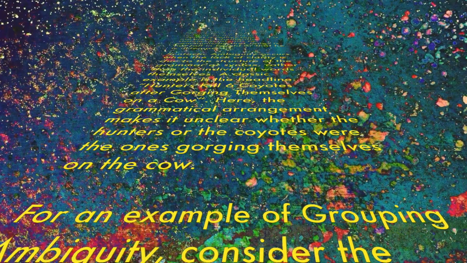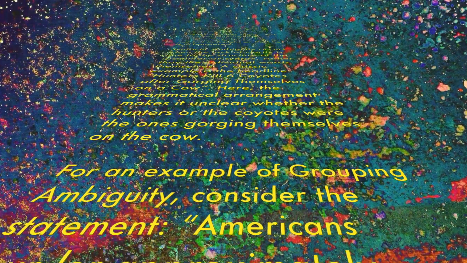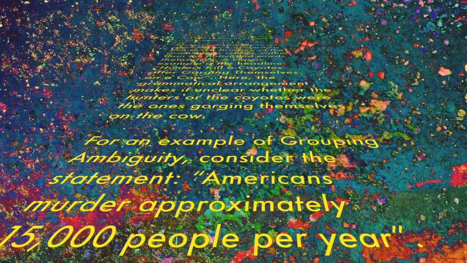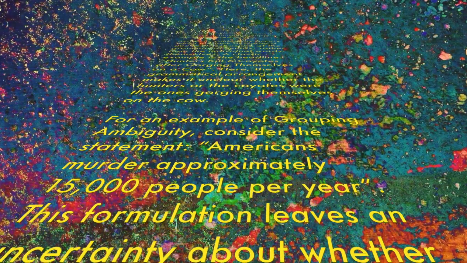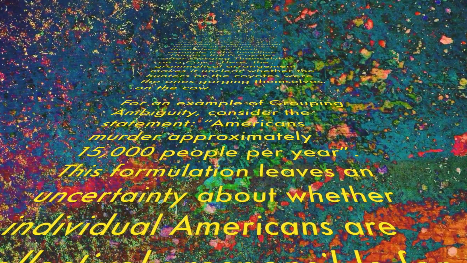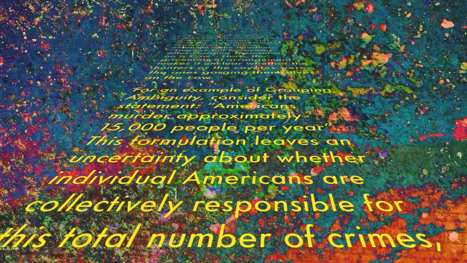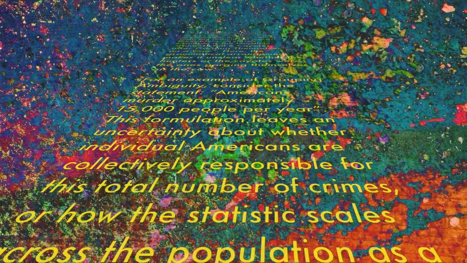For an example of grouping ambiguity, consider the statement, "Americans murder approximately 15,000 people per year." This formulation leaves an uncertainty about whether individual Americans are collectively responsible for this total number of crimes, or how the statistic scales across the population as a whole. Two more examples of grouping ambiguity are the claims that Toyotas consume more gas than Hummers, and there's more poverty in Oklahoma than California.